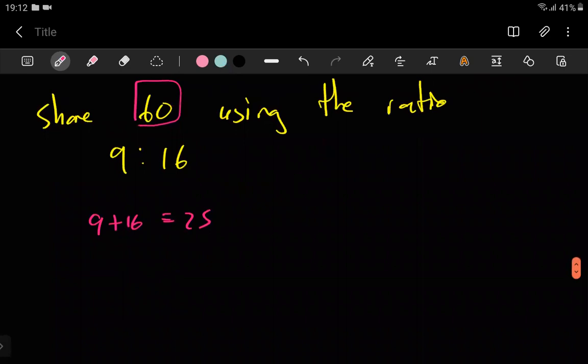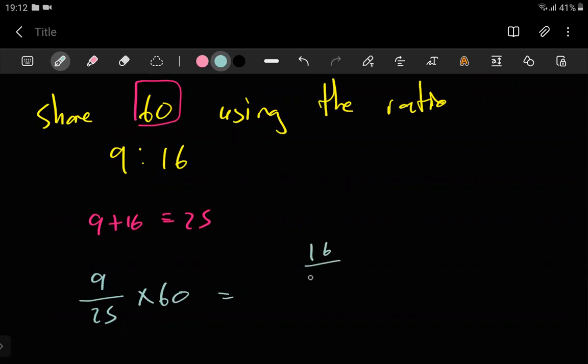Now you take 9 over 25 and times it by 60. And then you do the same for the 16: 16 over 25 times 60. You're going to get another answer. So your two answers here should add up to 60, and they will. You see, in our calculator, 9 over 25 times 60.